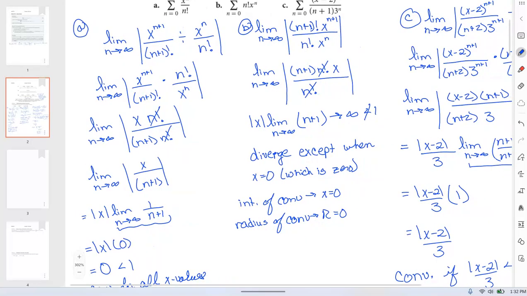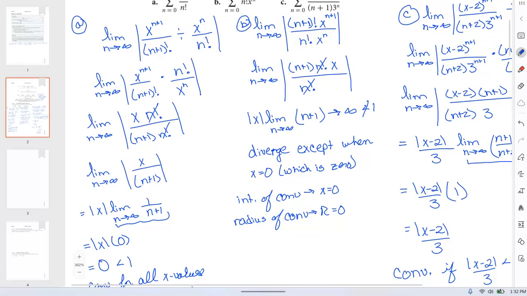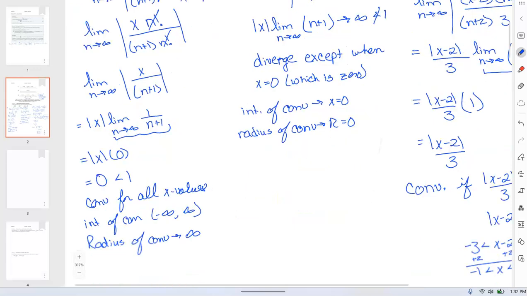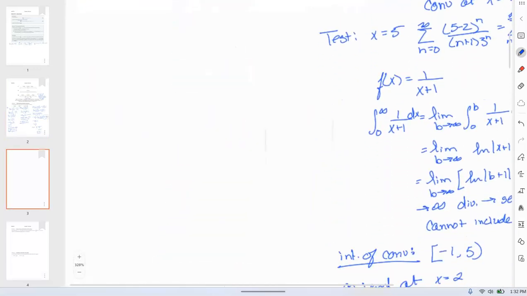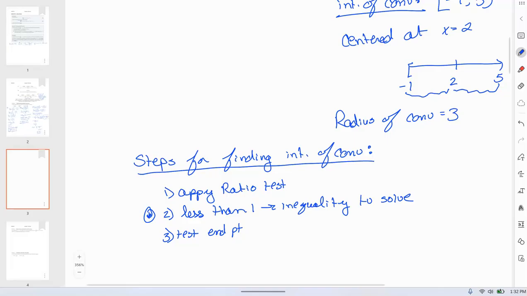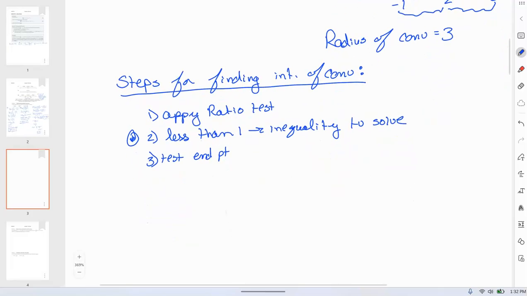But in example 1, that first example, that limit went to 0, and 0 times anything gives us 0, and 0 is always less than 1, which meant it converged everywhere. So it really depends on what happens with that limit as to whether or not you have to test endpoints, because in case 1 and 2 we did not, but case 3 is where we had to test endpoints. So I put a little asterisk beside that step just to keep that in mind.